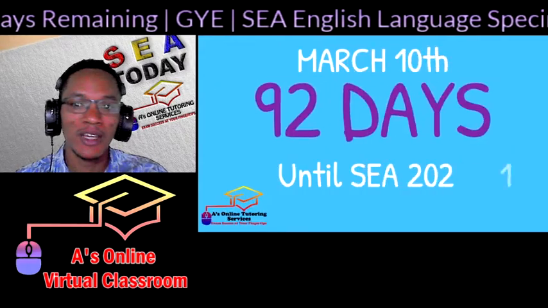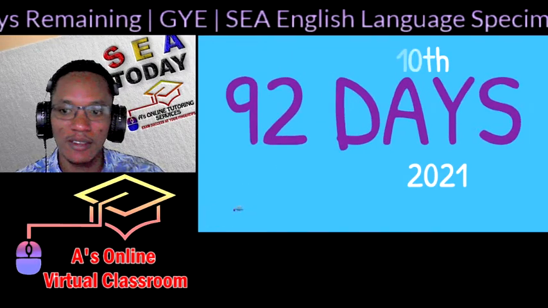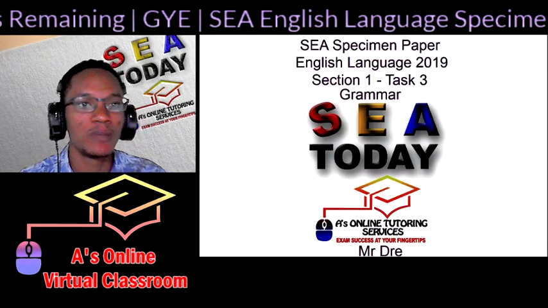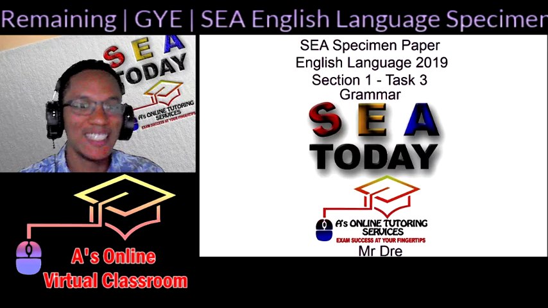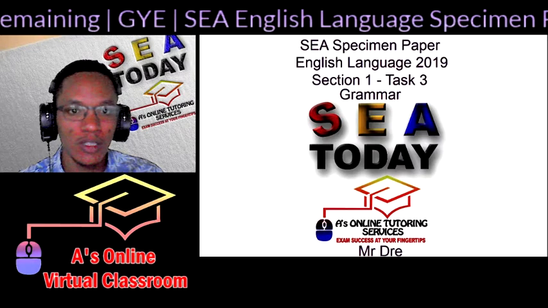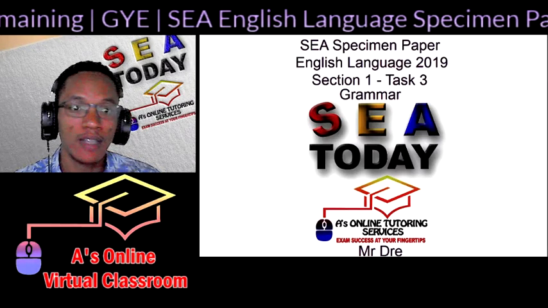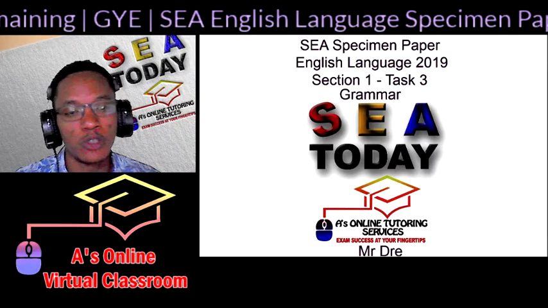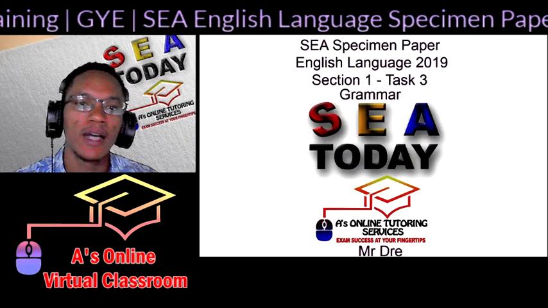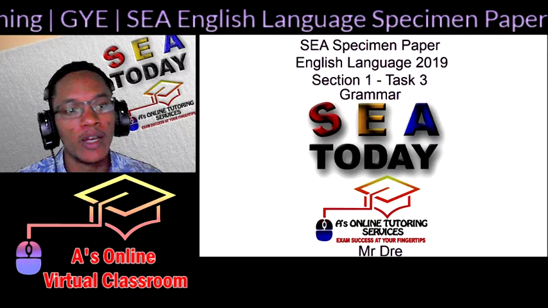We'll be taking a look today at the SEA Specimen Paper 2019 for English language. We are on section 1, task 3. Over the past 2 days, we took a look at task 1 and task 2, which included the spelling and the punctuation and capitalization. And now we're going to get into some grammar.